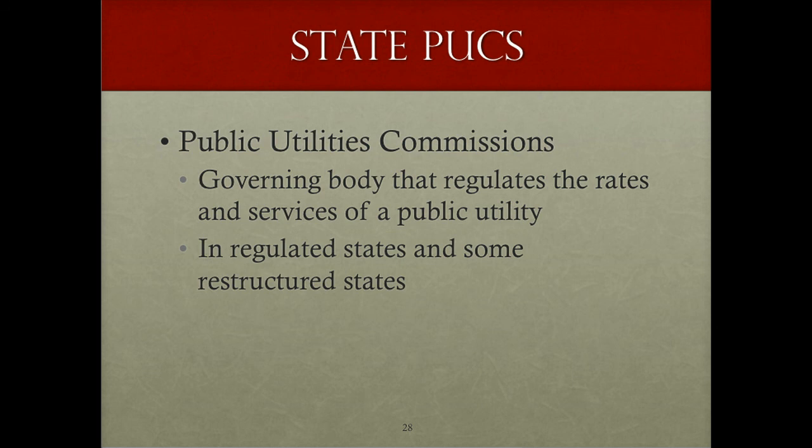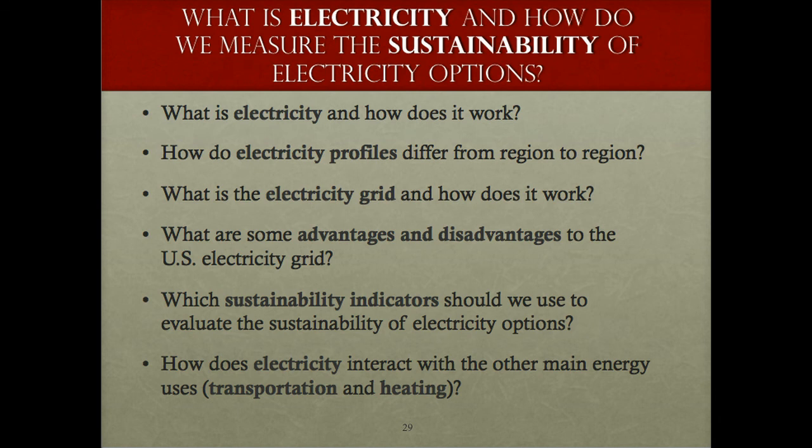The state-run PUCs regulate the rates and services of a public utility in states that are still regulated, and in some of the restructured states, like Maine, where the PUC sets the standard offer price of electricity that certain retailers like Bangor Hydro, now Emera, use. But other entities like Electricity Maine are allowed to sell electricity at a different price if they want, so there is retail competition.